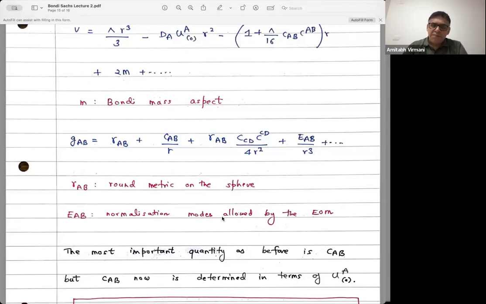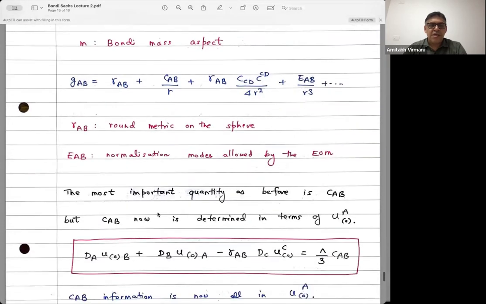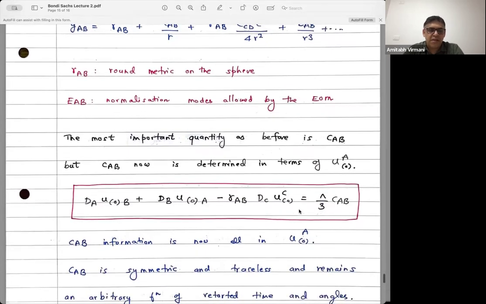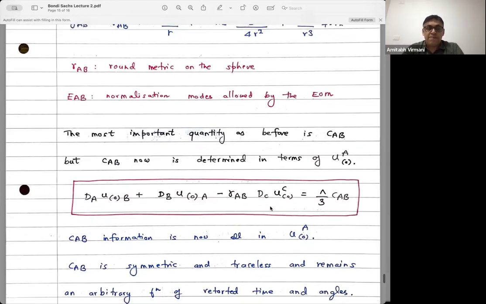Okay, so as before, the most important quantity is CAB. So CAB now is determined by U. In flat space, remember, CAB was completely free independent data that you have to give. Here, it's not the case. The C tensor is determined by U. So the equation that CAB satisfies is this. CAB is a derivative of U, a symmetrized derivative, and there is a divergence here.